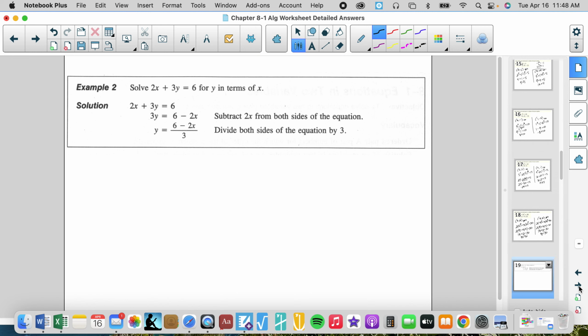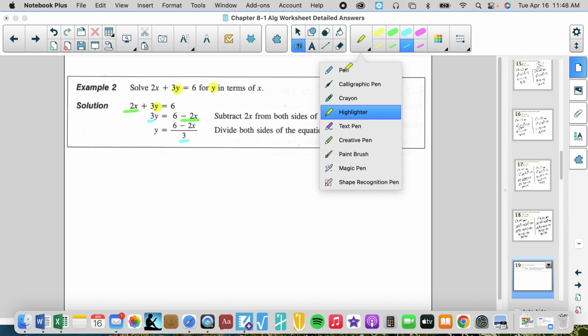Solve 2x plus 3y equals 6 for y in terms of x. So we are looking to isolate for the variable. We want to get y by itself. So we're going to get rid of things being added and subtracted first. So we subtract 2x from both sides. We notice that we subtracted 2x. And then we are going to get rid of what's being multiplied by dividing. And we will divide. Now, personally, you can write this. This is not the best way to write it.